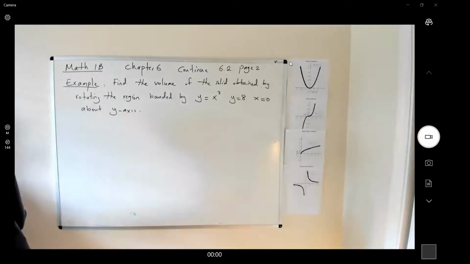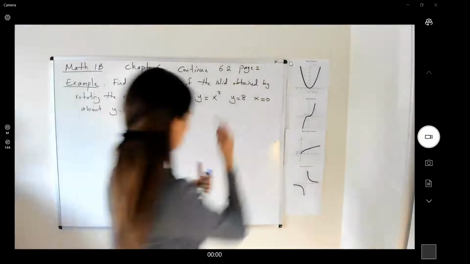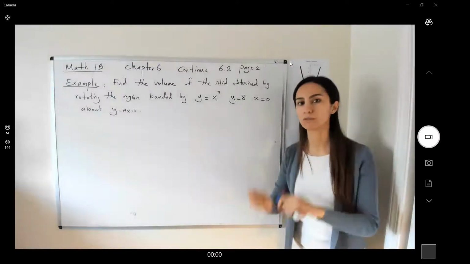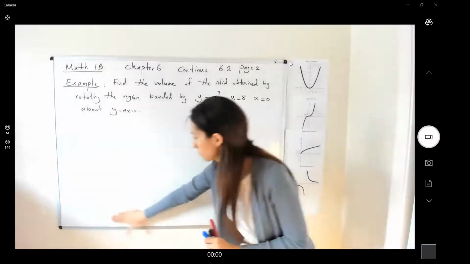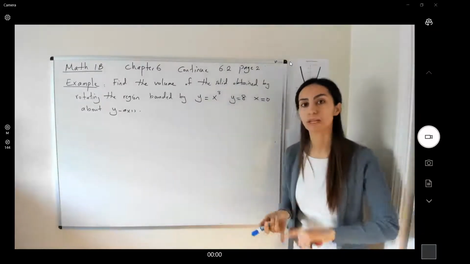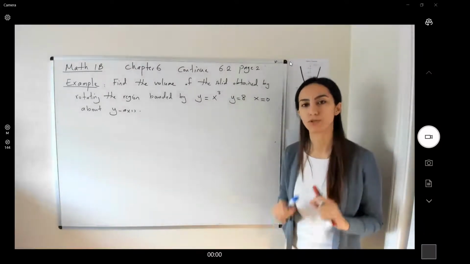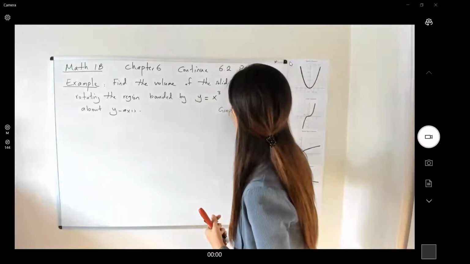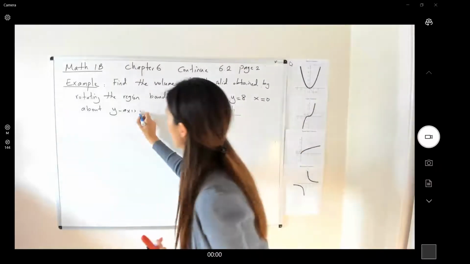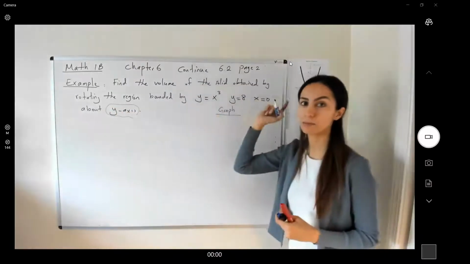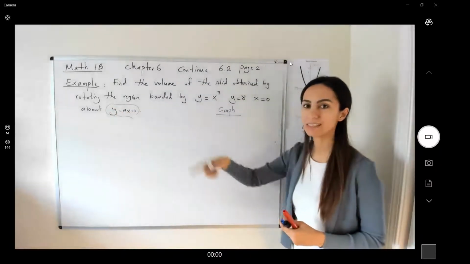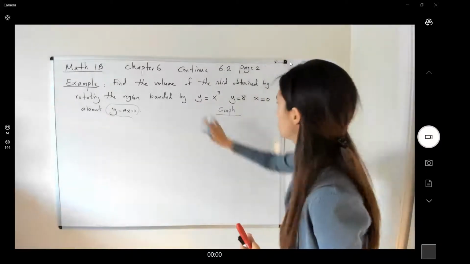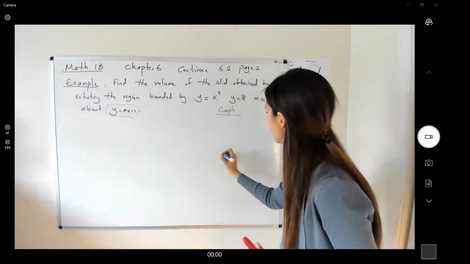Let me graph this for you. When it comes to area and when it comes to volume, quickly graph them. Don't forget to use Desmos or GeoGebra to make sure you have a correct graph. So let's graph it first. Note that in the previous example, we had rotation about the x-axis. Here we have rotation about the y-axis.